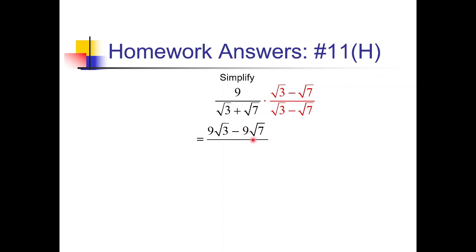In the denominator, I can use my a squared minus b squared shortcut. So the, let's see, radical 3 squared is 3. Radical 7 squared is 7, and I'm subtracting that. So this just simplifies to 9 radical 3 minus 9 radical 7 over negative 4.